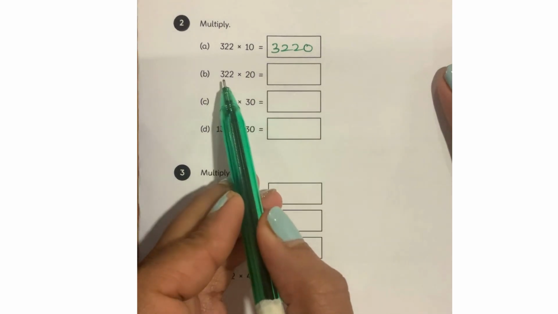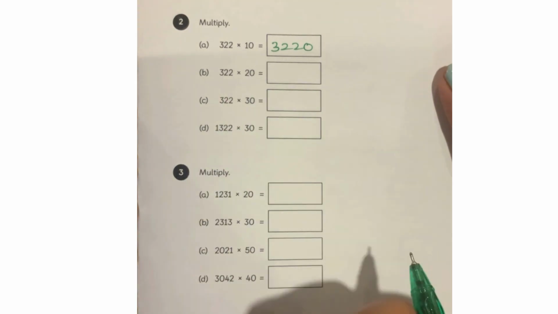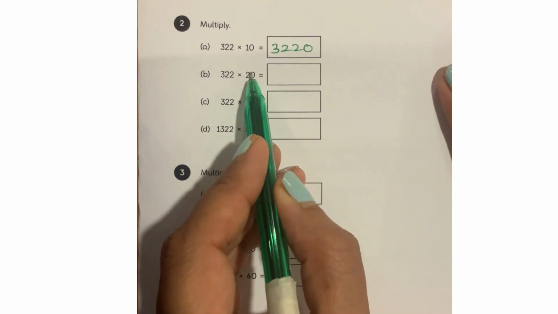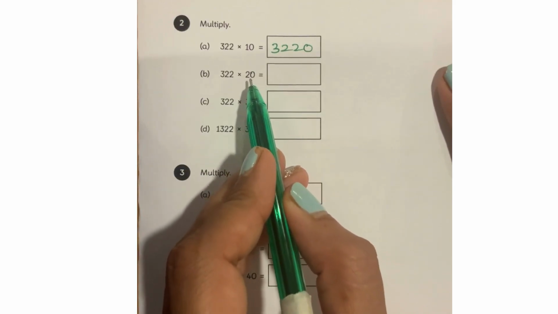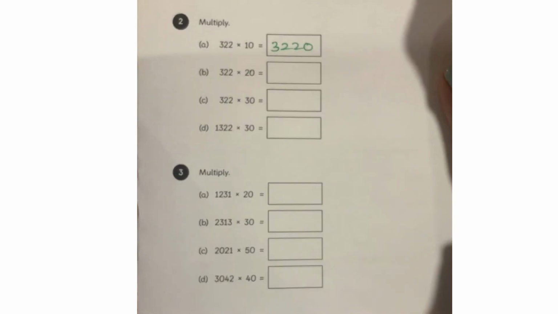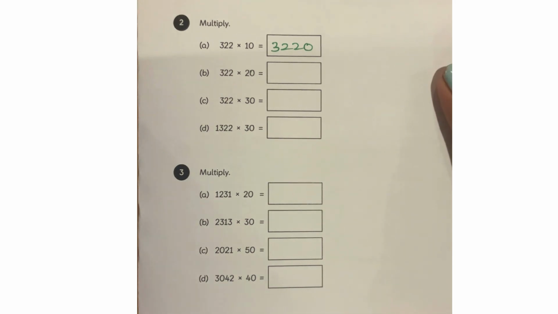Let's go to the next one. In the next one, it says 322 times 20, right? What will I do here? I will again hide my 0. But this time, instead of 1, what you have got? 2. You may either perform a rough work or we can do it mentally. I will show you both the methods. First, let's do it with a long method.